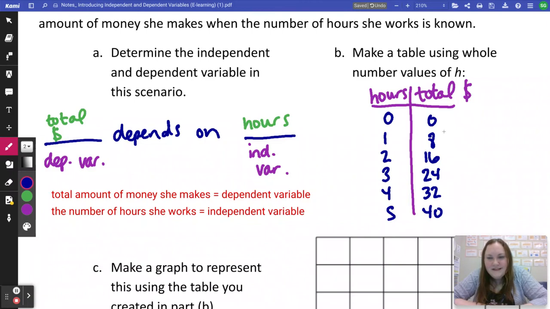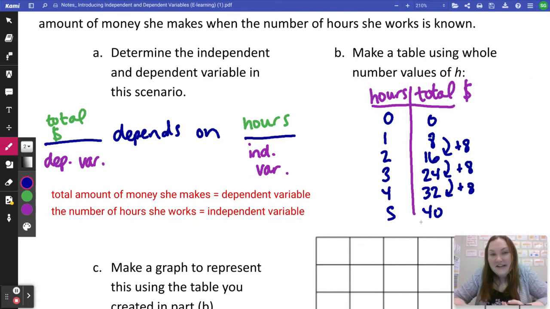Again, you could figure out those other values just by noticing each time she works another hour, that total money is going up by 8. Or you can notice that each time we're multiplying the number of hours, 5 times the $8 per hour to get that 40 total dollars that she makes. Either of these are going to get you to the same values.